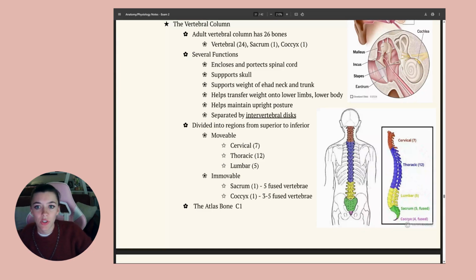There are several functions to this. The vertebral column encloses and protects the spinal cord. It supports the skull. It supports the weight of the head, neck, and trunk. It helps transfer weight onto the lower limbs and the lower body, helps maintain upright posture, and each vertebra is separated by intervertebral discs, which are composed of cartilage.